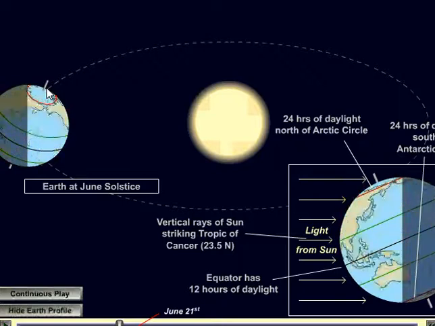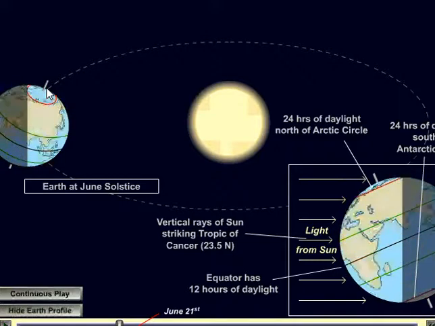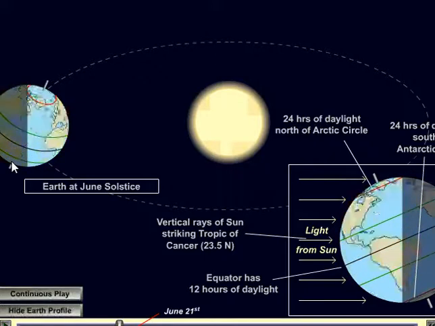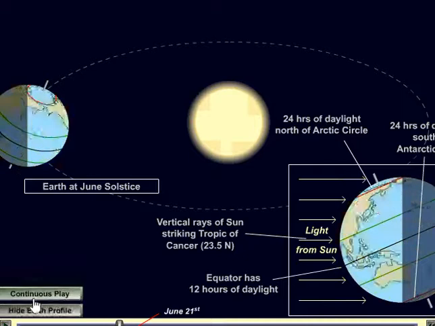Kids are allowed to stay out until all hours because 6 months later it'll be 24 hours of darkness. And that's exactly what's going on at the South Pole. 24 hours of darkness, rotating in and out of darkness.